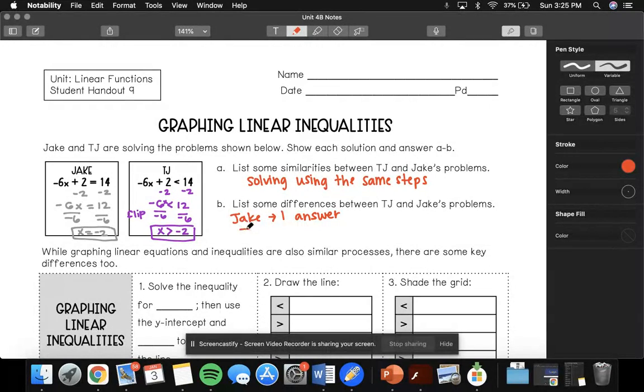And then we have TJ. If we think about x being greater than negative 2, there's an infinite number of answers because there's an infinite number of numbers that are greater than negative 2. So I'll say a lot of answers. As long as it's greater than negative 2, it's going to be a solution.